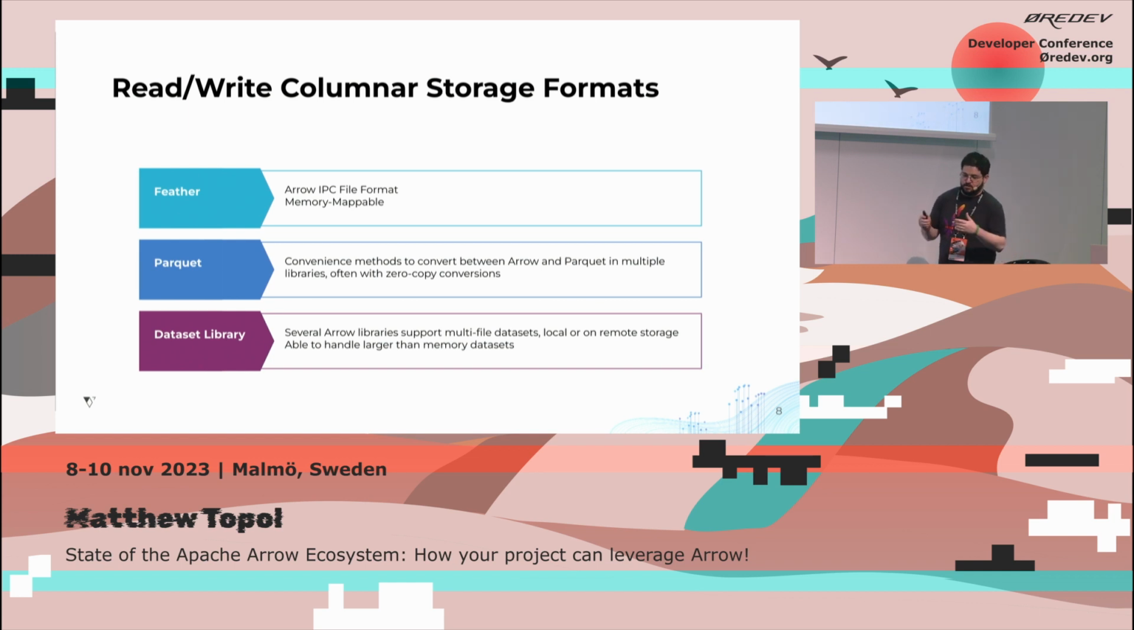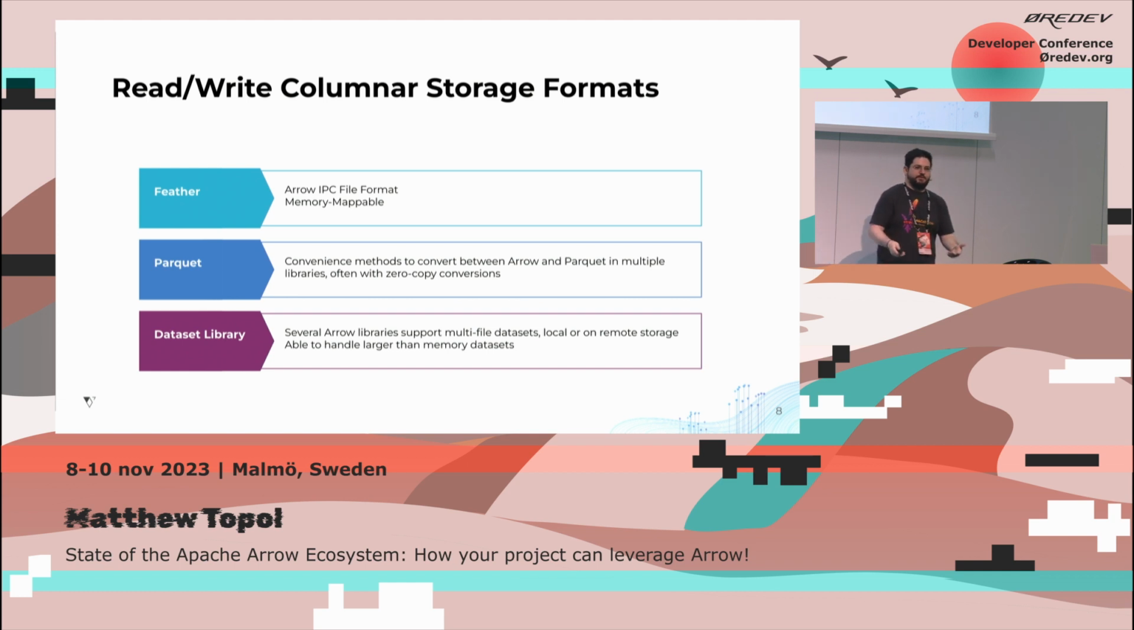Arrow has an IPC format for communicating Arrow data across systems. Now that is a streaming format, but it also has a file format. And the benefit of the Arrow file format is that it's memory mappable. You can mmap it, which means it's really, really convenient if you want to operate on larger than memory data sets. If you have a data set as an Arrow IPC file, also referred to as Feather, then you can have your 100 gigabyte Feather file, and you want to process one column from that data.